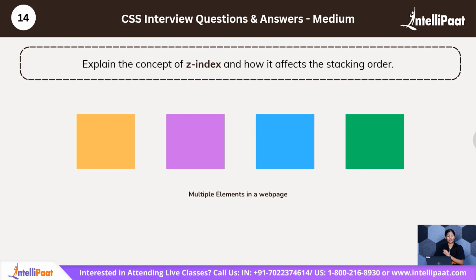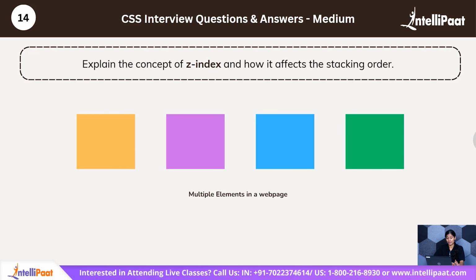Z-index becomes very handy when you have multiple elements in a web page and you want to arrange them, stack them on top of each other, but there should be some priority. It's like you're stacking together a bunch of photos, say in your Instagram stories, and you want to show that some photos should be on top and some should be on the bottom. So that is where z-index comes in handy for CSS as well.